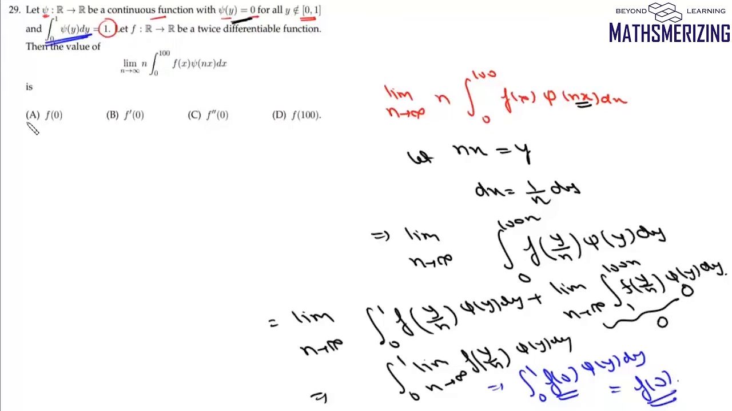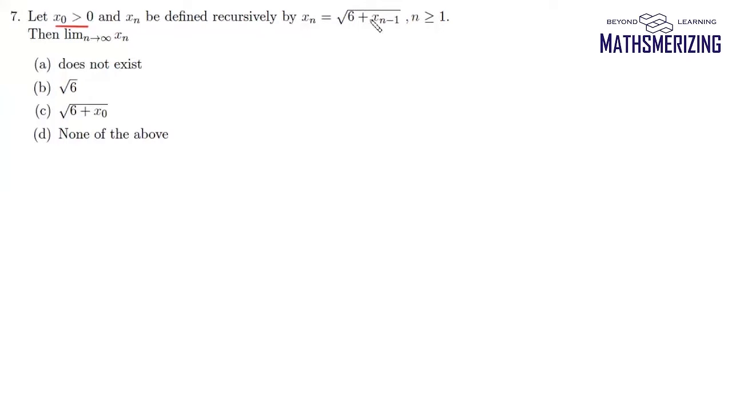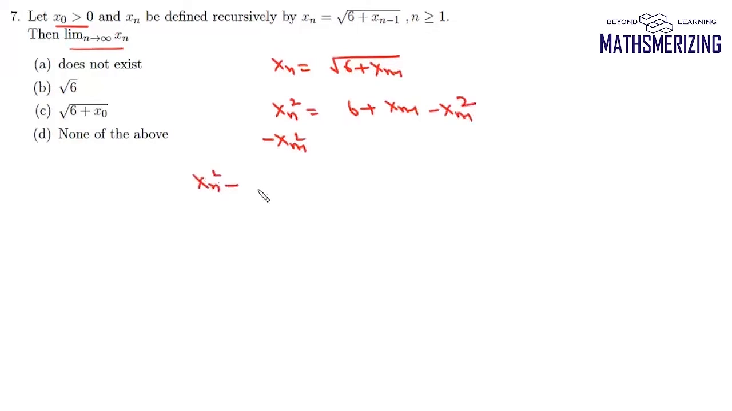Question number 7 is, let x0 greater than 0 and xn be defined recursively by xn equals under root of 6 plus xn-1, where n is greater than or equal to 1, then this limit n tends to infinite xn is. Now we can write this xn as under root of 6 plus xn-1. We can write this as xn square, it will be 6 plus xn-1. Now what we'll do is we'll subtract xn-1 square from it. So it will be xn square minus xn-1 whole square, and if we take minus common here, we'll get xn-1 square minus xn-1 minus 6, and if we factorize it, we can write this as (xn-1 minus 3) and (xn-1 plus 2).